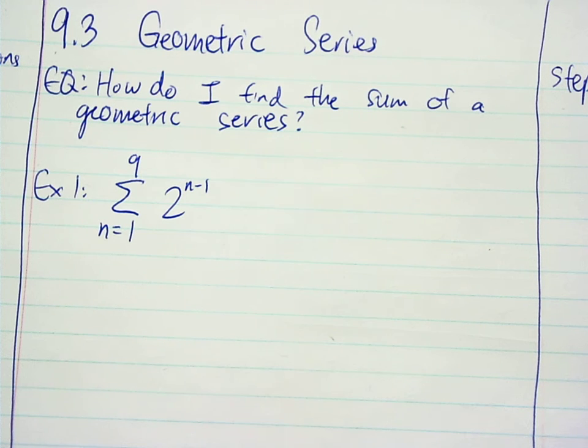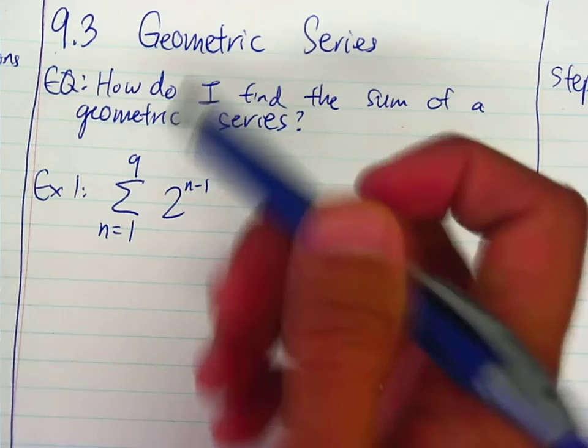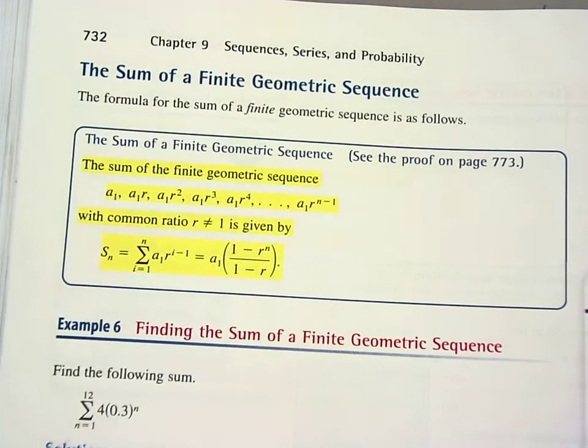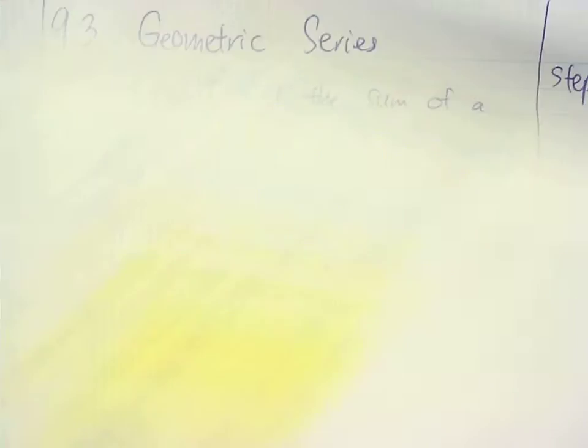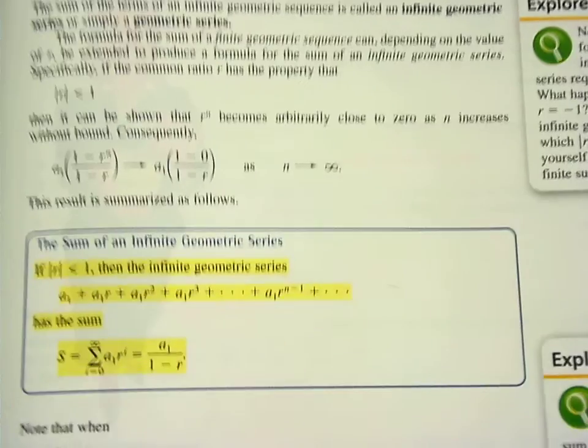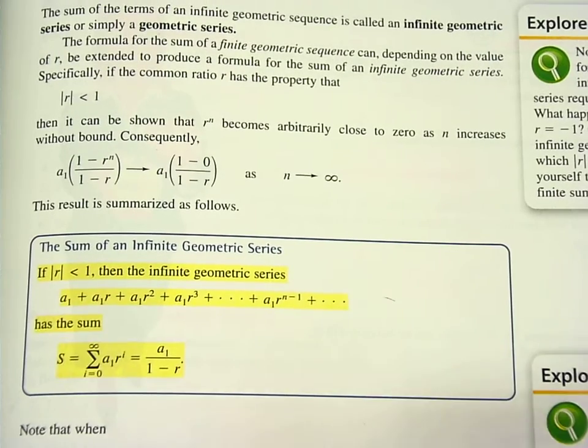Hey, Algebra 2 Trig, we're doing 9.3 geometric series. The essential question is, how do I find the sum of a geometric series? And then I need you to write down two formulas. The first formula is to find a finite geometric series. Okay, and finite means that it actually stops at a certain point. And then the second one is to find an infinite geometric series.